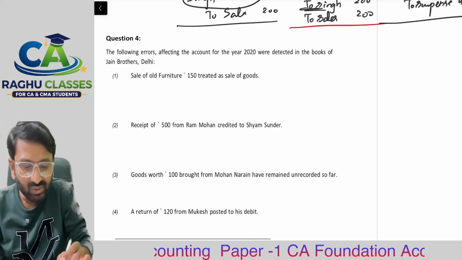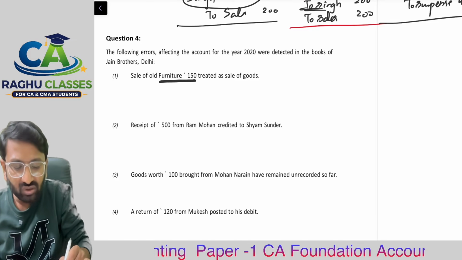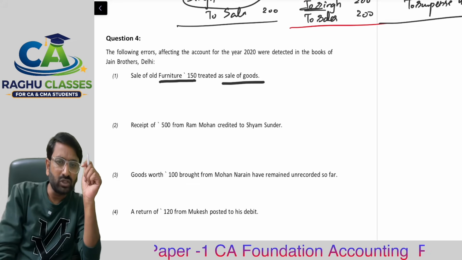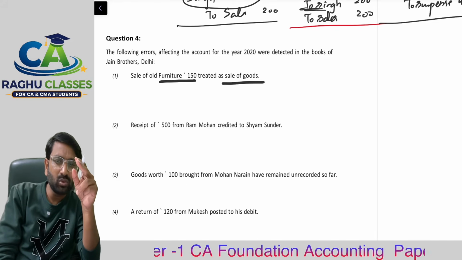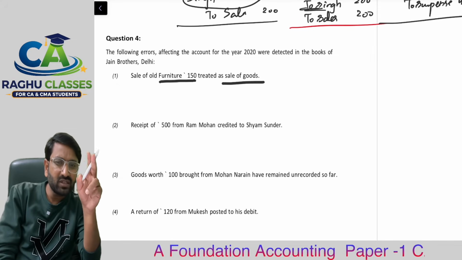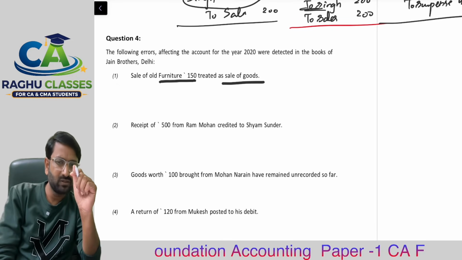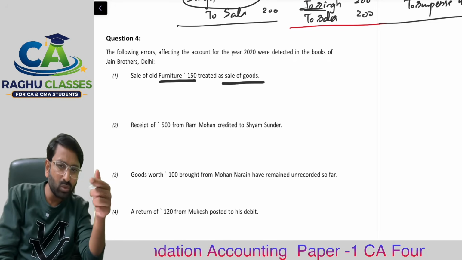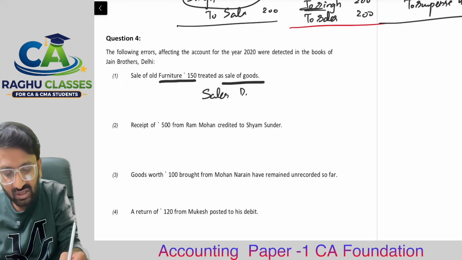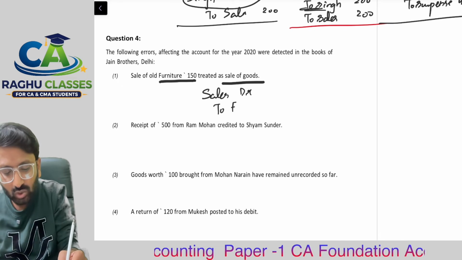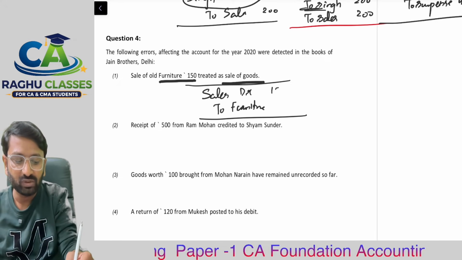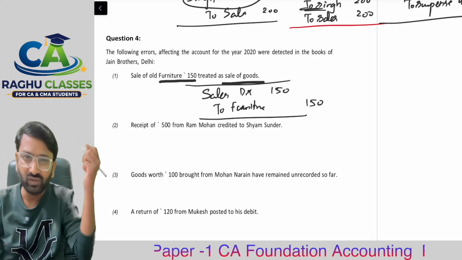First one. Sale of furniture is treated as sale of goods. When you sell the furniture, the entry should have been cash account debit to furniture. Instead of that, they have written cash account debit to sales. So unnecessarily sales account got credited. And how do you reverse that sales? Debit sales, and since the furniture is going out, credit furniture. So sales account debit to furniture. This will be the rectification, 150.